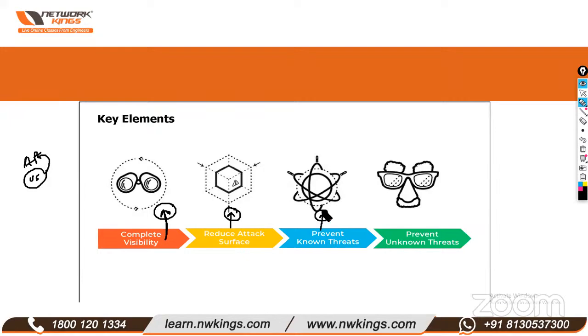How does it prevent the known attacks? Because of the App-ID signatures or IPS signatures which are inside the Palo Alto. So we will have visibility of that particular traffic, which reduces the attack surface. And also with the help of the IPS signatures, we actually prevent the known attacks, because those signatures are already built in.